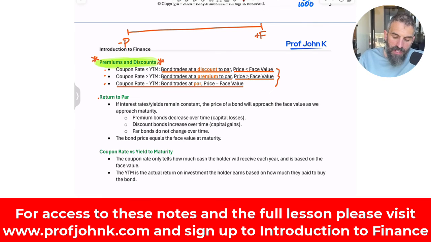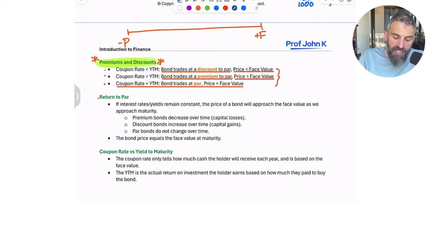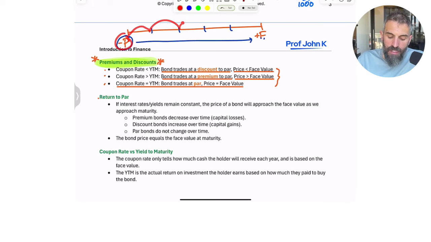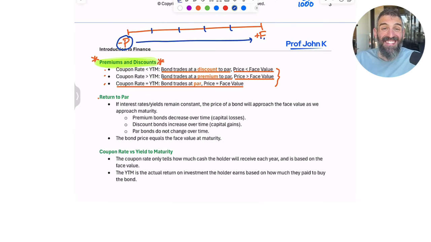Now, what you need to understand is that they are related. The return to par assumption basically states that as we approach the maturity date, the market price will approach the face value. As long as the market interest rates don't change, as long as the yields don't change, if everything pretty much stays the same in the economy, as we approach maturity, the price or the market value will get closer and closer to the face value until eventually it reaches the face value. So we say that at maturity, the price of a bond is equal to the face value.